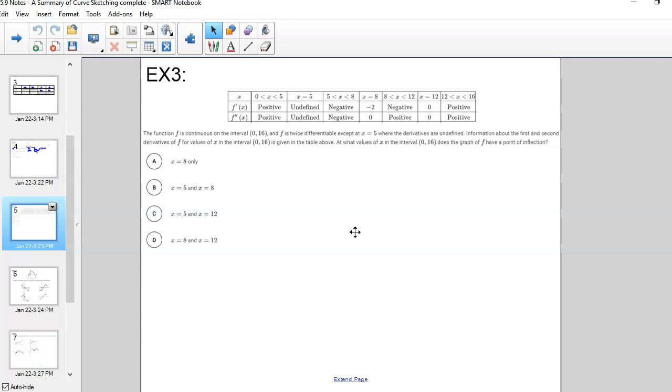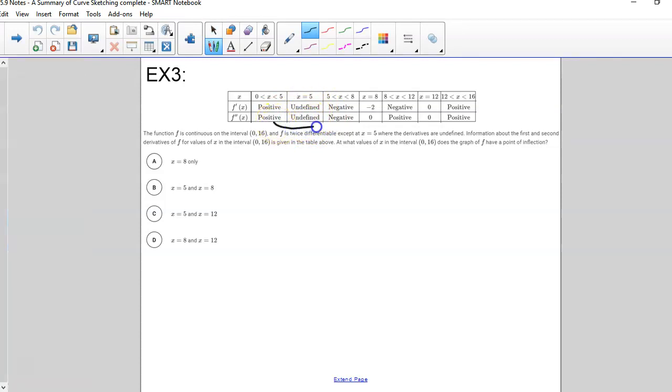So, what happens at a point of inflection? Concavity changes, right? And what do we look at for concavity? Second derivative, okay? So what we need to see is the second derivative changing from positive to negative or negative to positive. So right here, and it does not matter that this is undefined, okay? So it's okay that that's undefined.